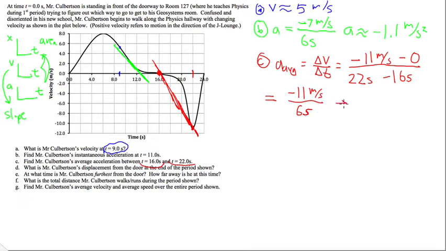Okay. So the average acceleration is going to be negative 1 5/6. So call that like negative 1.8 meters per second squared, give or take again.